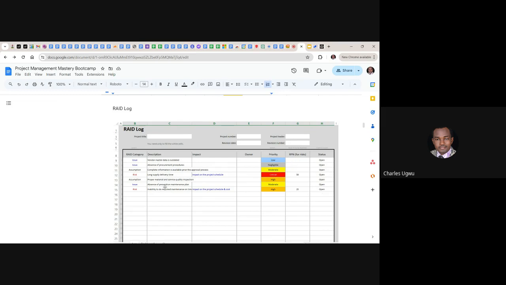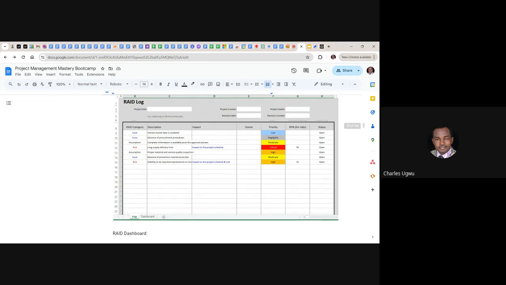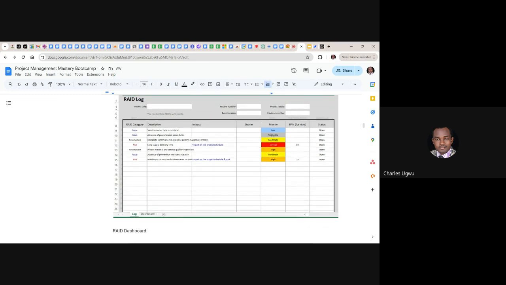When you have, like here, up to 10 activities in your RAID log, and they are open, then you know that there is a problem somewhere, because it means that a lot of risks and issues are open, not resolved. And as long as they are open, they can still happen. But once you close them, it means you've taken care of them. So this is how we use the RAID log. The RAID log is something we are going to be using for this project. We are going to start very soon.